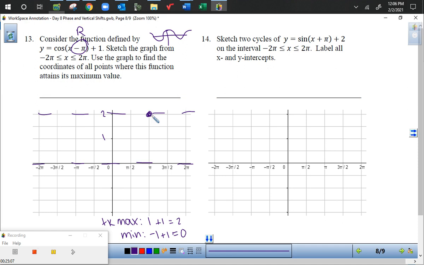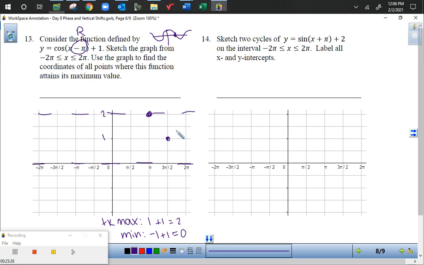All right. If you want to go point by point, you can. Here's what I mean by that. The next ordered pair would be here, pi over 2, okay? But it's been shifted up 1 and right pi.